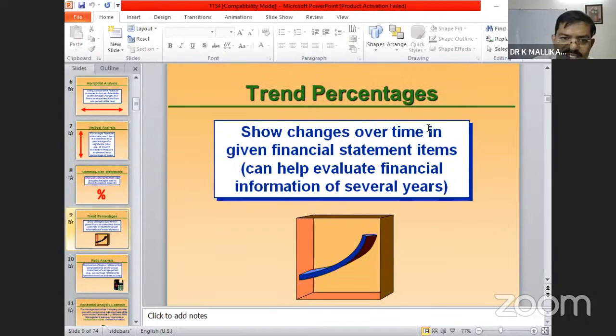One more topic is trend analysis. Here we look at how the trend moves compared to the base year. When calculating trend analysis, we go for what we call the base year. So compared to the base year, what is the trend? Is it an upward trend or a downward trend?